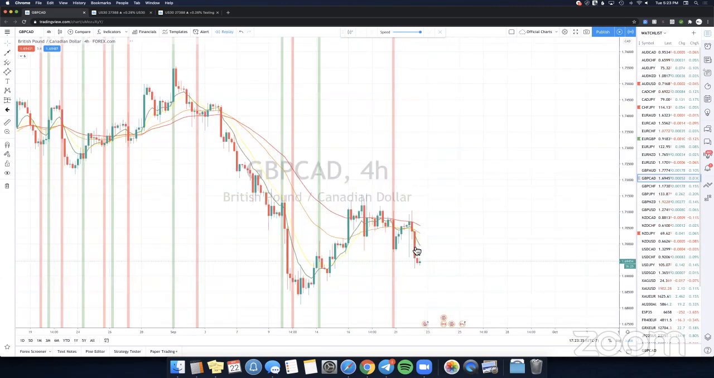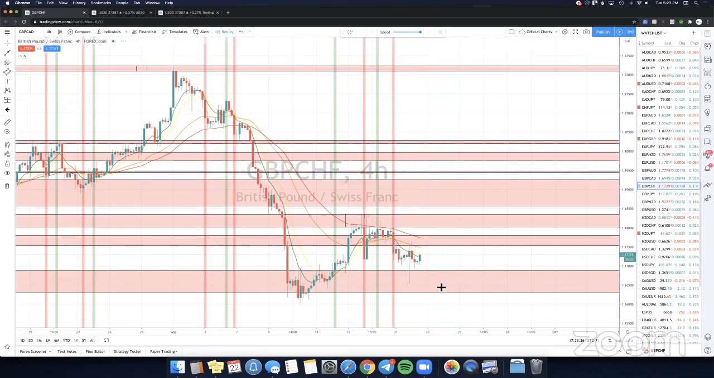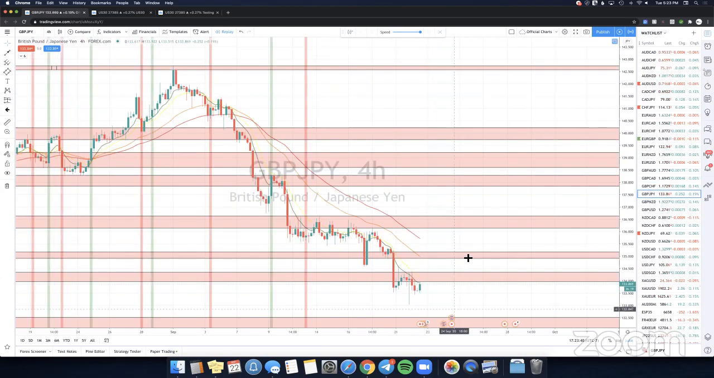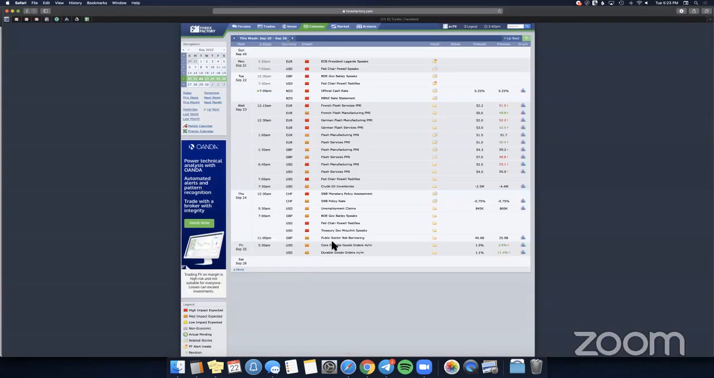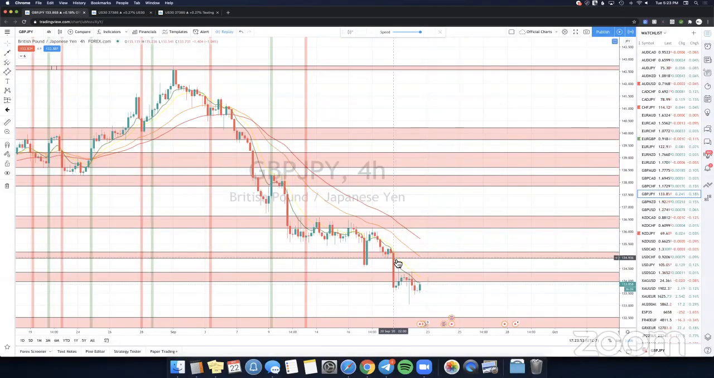So for GC, it's coming down. For GCHF, it's coming down as well. GJ also coming down. It just looks like the pound is pretty weak overall, especially from the news last night, I think, or this morning, was it? Yeah, midnight. So ever since midnight, you can see right here, this was midnight. It tanked super hard and then just continued down.